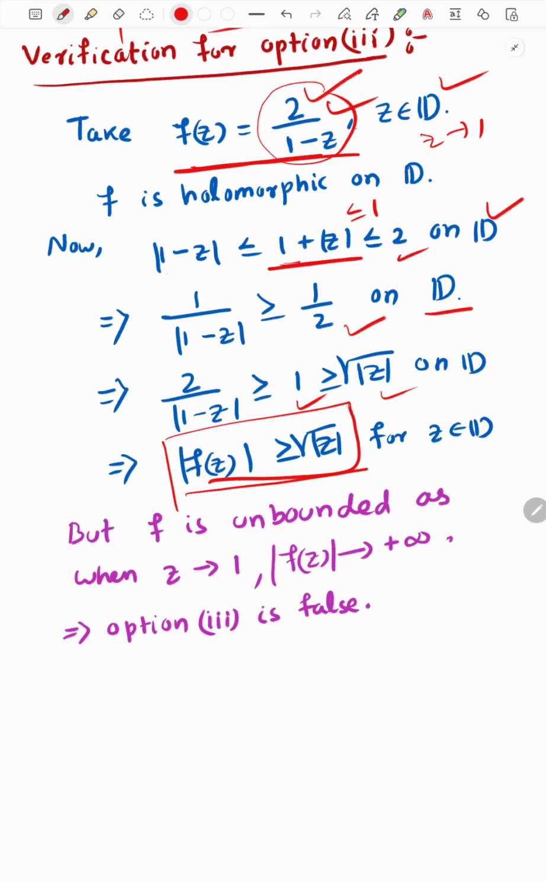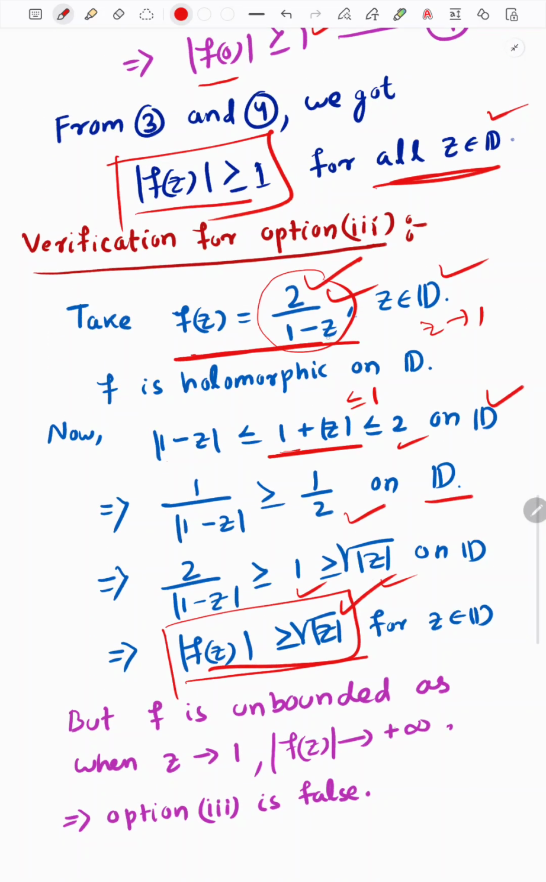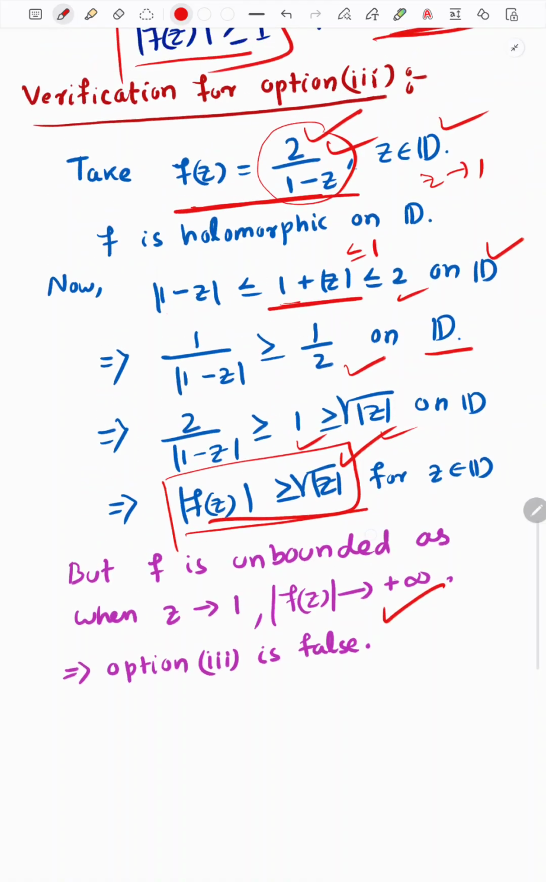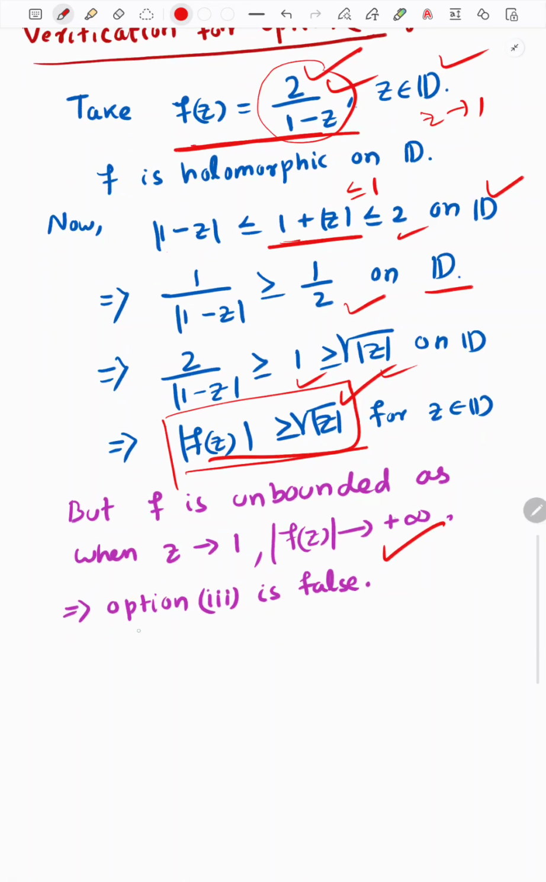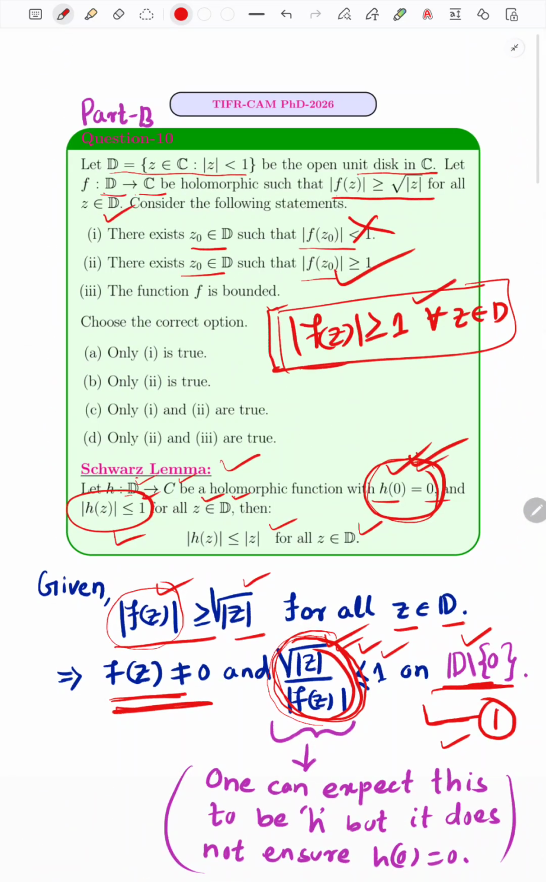So our required function f satisfies this criterion and is an analytic function, but at the point z equal to 1 it is infinite. When z approaches 1, the modulus goes to infinity, because z equal to 1 is a pole. Therefore our function f is an unbounded function. Therefore option 3 is false, because option 3 is saying that f is bounded.